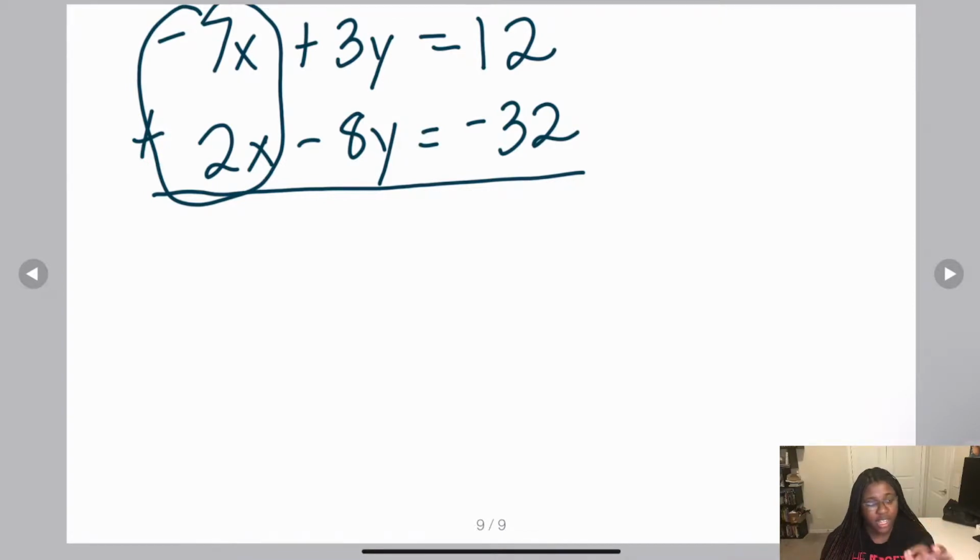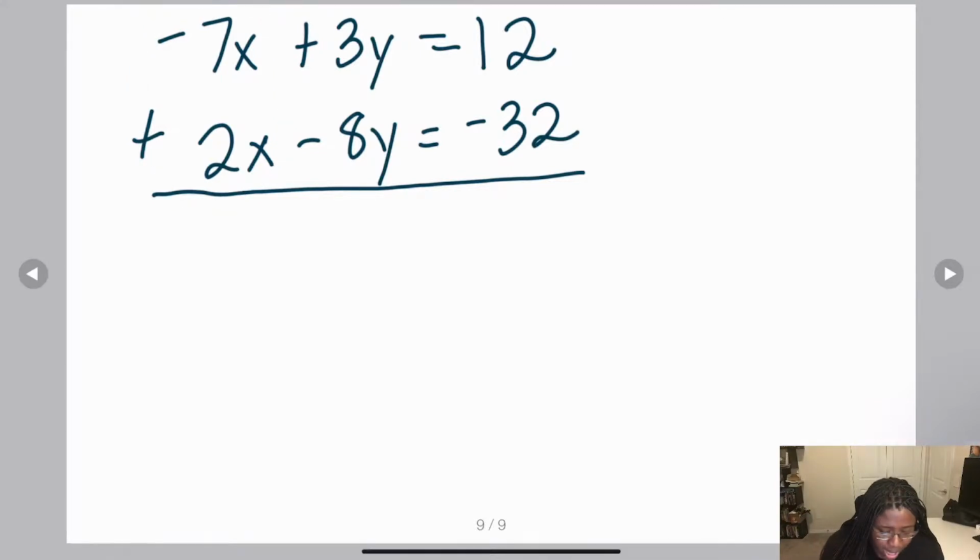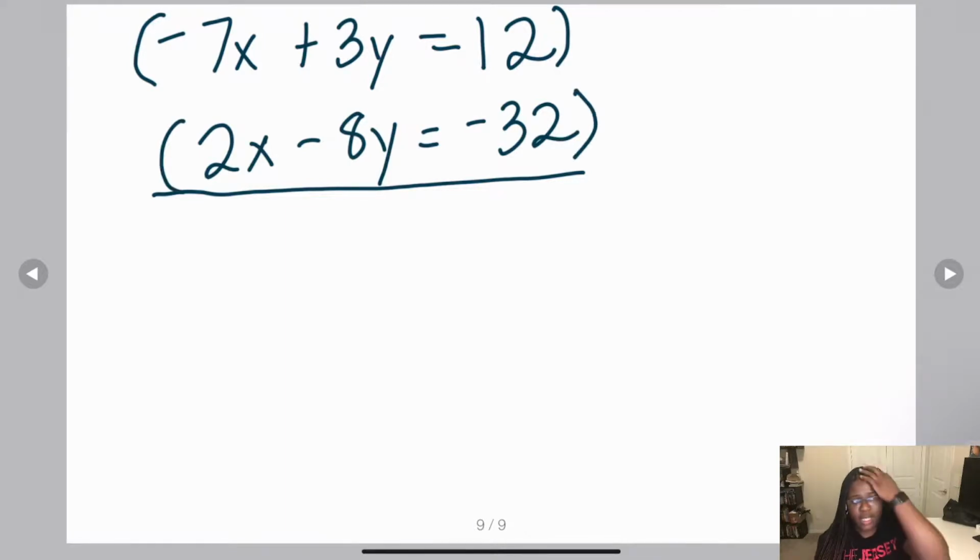So 7 and 2 can go into 14. They may not be the same multiple, but they both will equal 14. And one just needs to be negative. So let's do that. To do that, you're going to multiply both the top and the bottom equation because you're trying to match those x's. On the top, if I want 7 to be 14, I'm going to multiply it by 2. And on the bottom, if I want 2 to now be 14, I'm going to multiply it by 7.